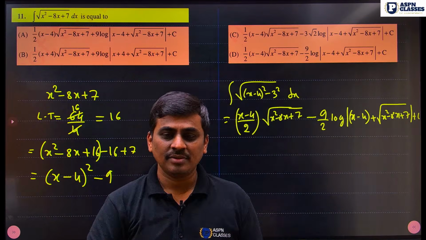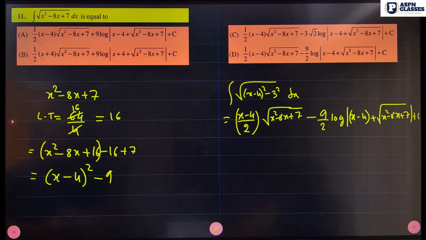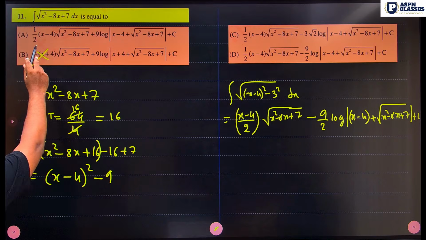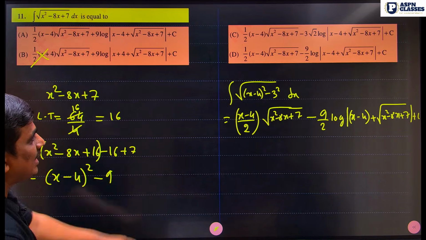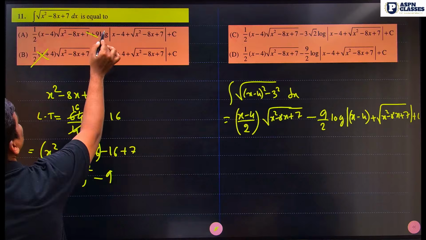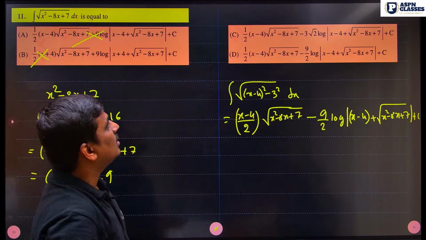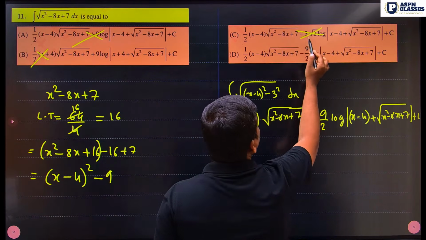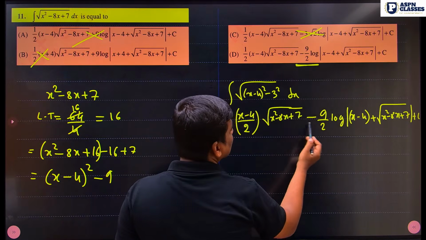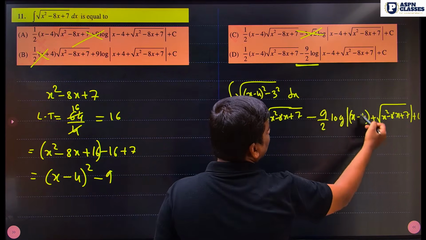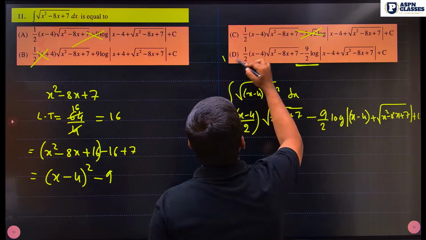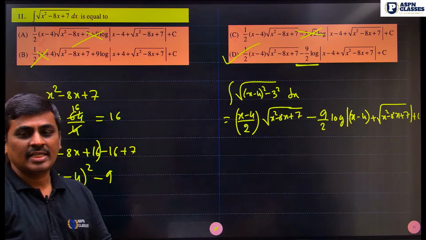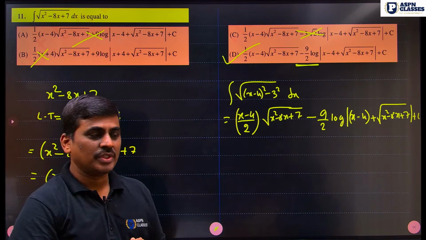Now go and check it. Which option is correct, friends? X minus 4. So x minus 4, this is the wrong answer first. Again here you get the same result, 9 by 2, so this is also wrong. Here you get the 3, this is also wrong. Now here observe, minus 9 by 2 log of x minus 4 plus, it means option D is the 100% correct answer. Okay. Yes, friends.